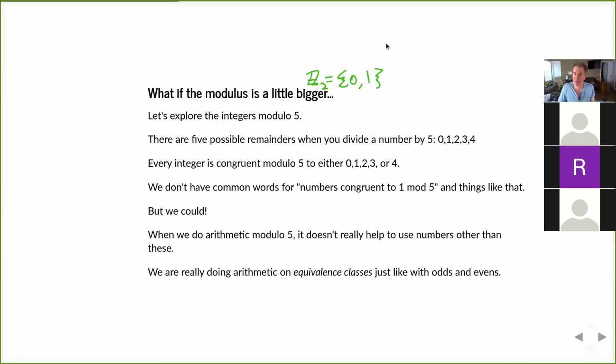Okay, so now we can look at the integers mod 5. The integers mod 5 are really the 5 equivalence classes, but we're just going to think of them as being these integers. So we're talking about Z5 here. Z5 is 0, 1, 2, 3, 4. Notice that 5 is a prime number, which turns out to be important. Arithmetic mod 5 is going to be special because 5 is prime, and we'll see more about that as we go along.